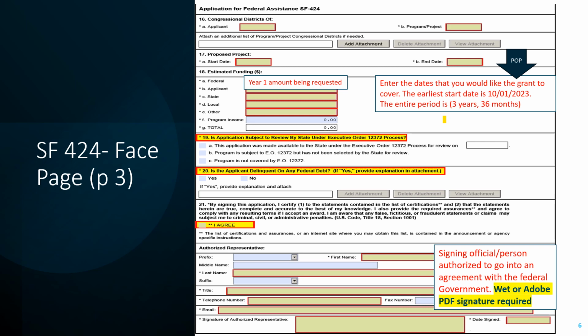As for number 17, we are looking for your entire 3-year period of performance. As indicated before, the earliest start date that we can consider is 10/1/2023. That would allow you to recoup costs backdating from that date.